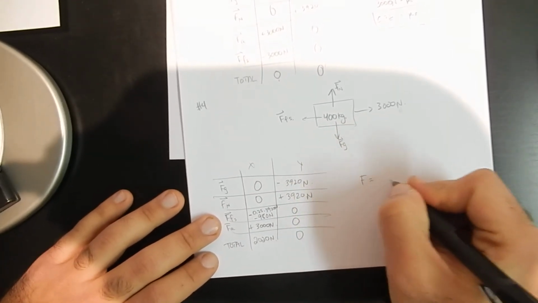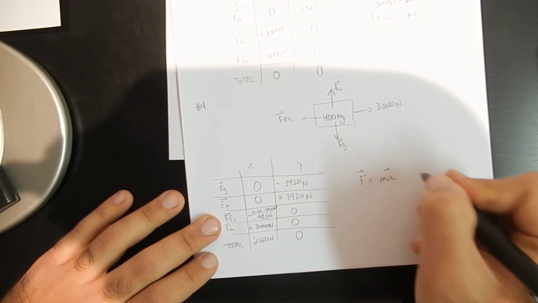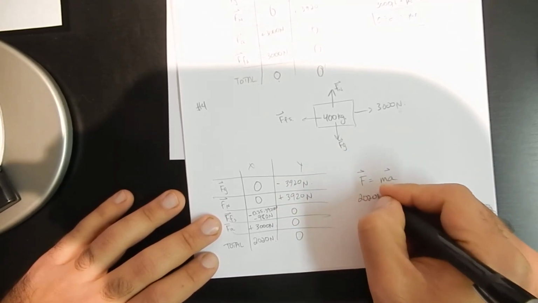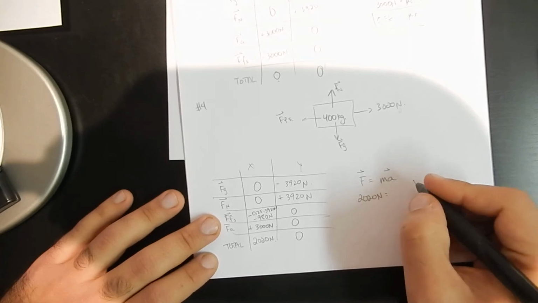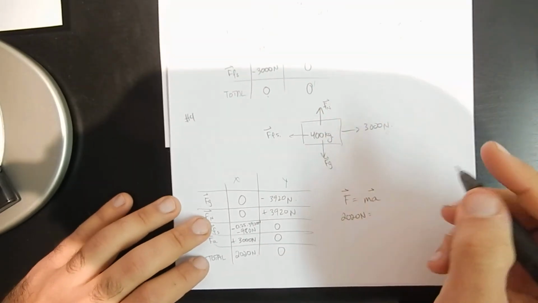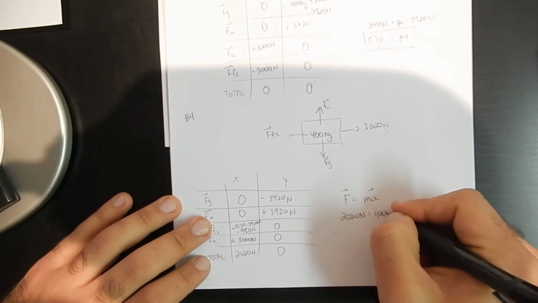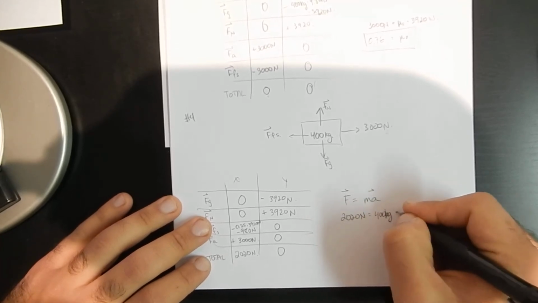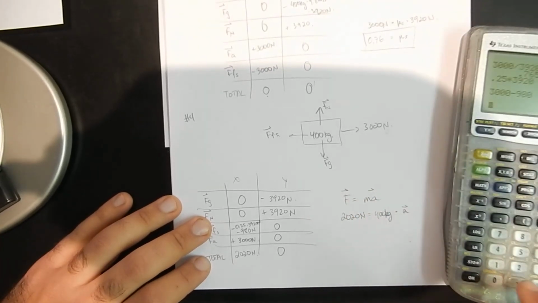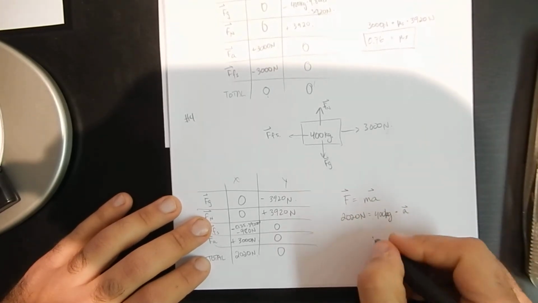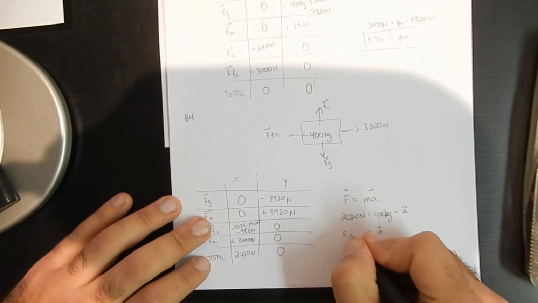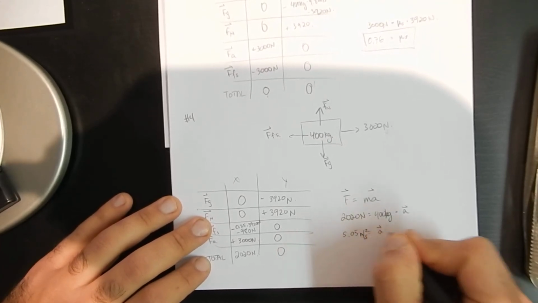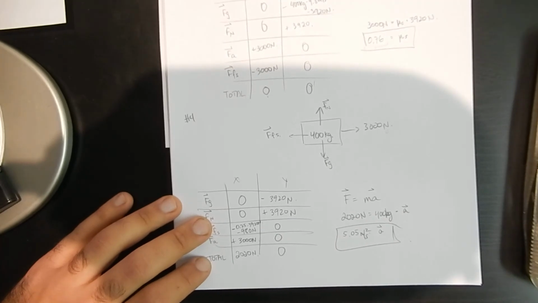Well, that's easy. We just have to do mass times acceleration to figure that out. So 2,020 newtons is equal to the mass, which is 400 kilograms, times an acceleration. And the acceleration is therefore 5.05 meters per second squared. That's my answer for that. All right? Okay, I hope that made sense.